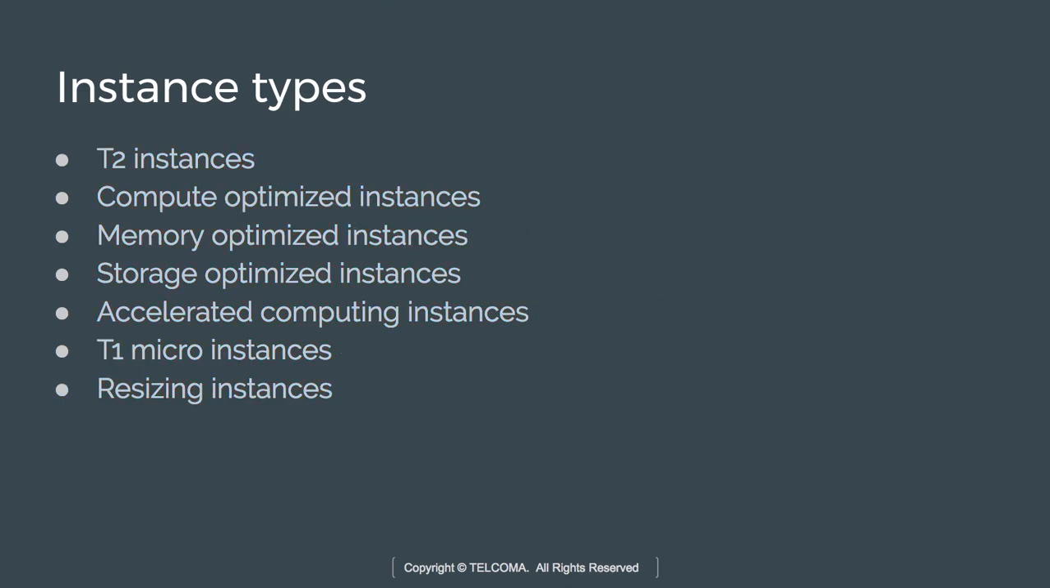Now, what are T2 instances? T2 instances are Intel high frequency Xeon processors. These are intended for workloads that do not use the full CPU often but occasionally need to burst. T2 instances are well suited for general purpose workloads such as web servers, developer environments, or small databases.